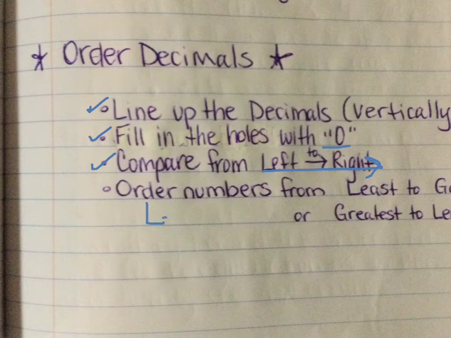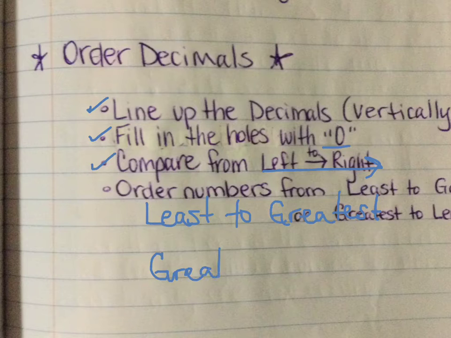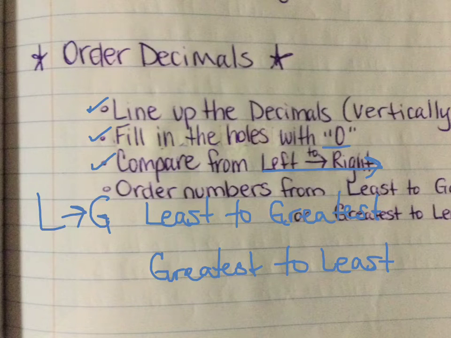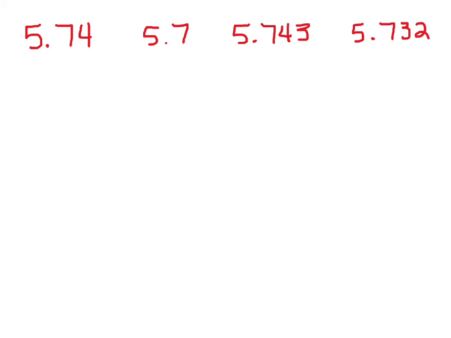So you're going to order from either least to greatest, which means the smallest number to the biggest number, or greatest to least, which means the biggest number to the smallest number. So it's either going to be L to G, least to greatest, or G to L, greatest to least. Okay? So let's look at a couple examples for ordering decimals.